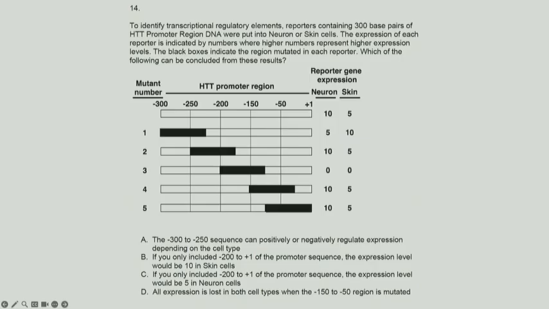So, last one. All expression is lost in both cell types when the minus 150 to minus 50 region is deleted. Is this true? No, right? Because this is all mutated in number 4 entirely, and there's no effect. Instead, what's causing all expression to be lost has to be something that's mutated in number 3 that doesn't overlap with 2 or 4. So it has to be in that really narrow region between the minus 150 and the minus 175. So there's something in that specific overlap region that is entirely responsible for driving transcription.